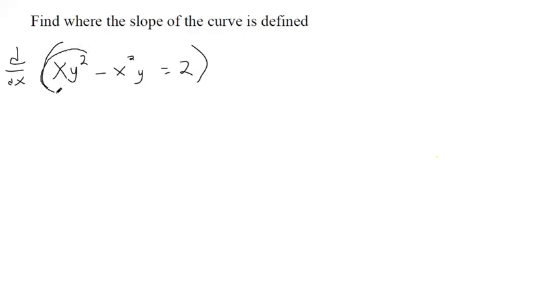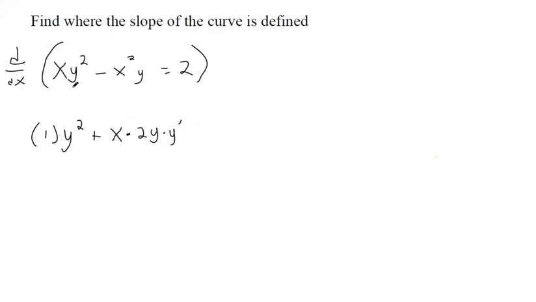So this first term, I need the product rule because I have two functions being multiplied to one another. So it's the derivative of the first function times the second function kept the same. The product rule says it's plus the first function times the derivative of the second function. So the 2 comes down, multiplies, and then the derivative of the innermost function is y prime.